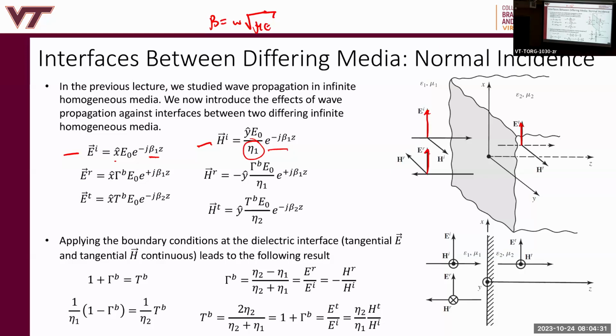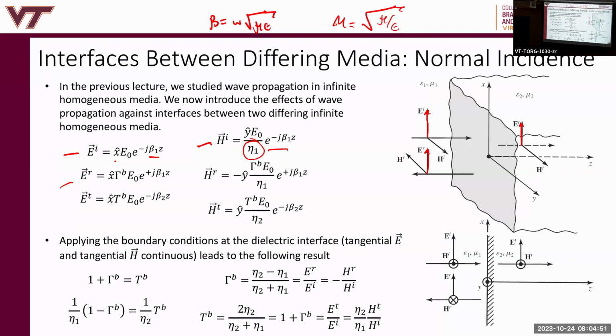So in this case, we also have a different impedance in each medium because eta is equal to the square root of mu over epsilon. So if epsilon changes, or mu, then so does the wave impedance. All right? We could do the same thing for the reflected field.